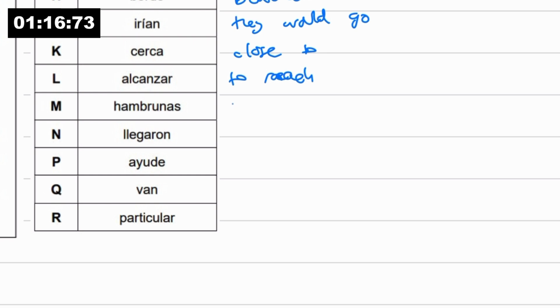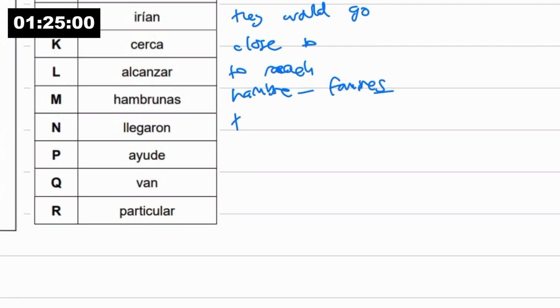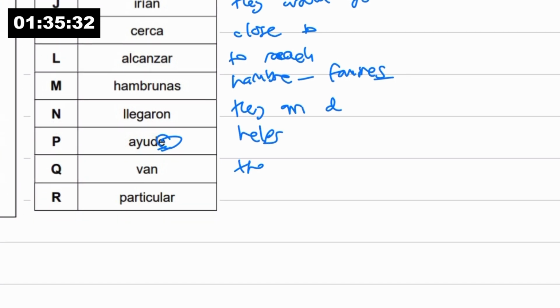Hambrunas is like the lack of food, from the word hambre. Famine is the English word, isn't it? Famines in this case is plural. Llegaron, they arrived in the preterite tense. Ayude, this is a subjunctive for sure, the present subjunctive. Van is they go. And particular, I think, is just the same as particular in English.